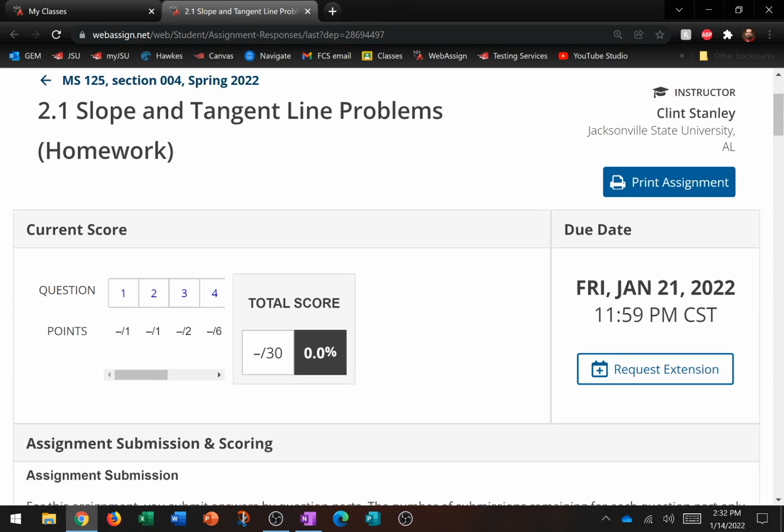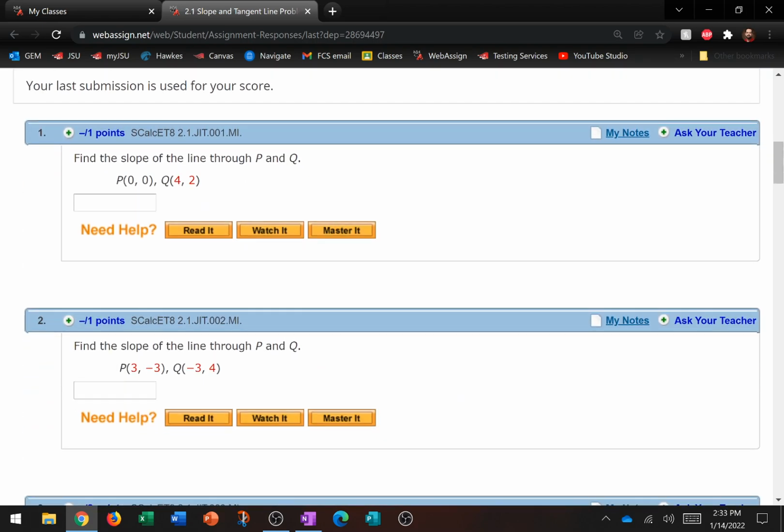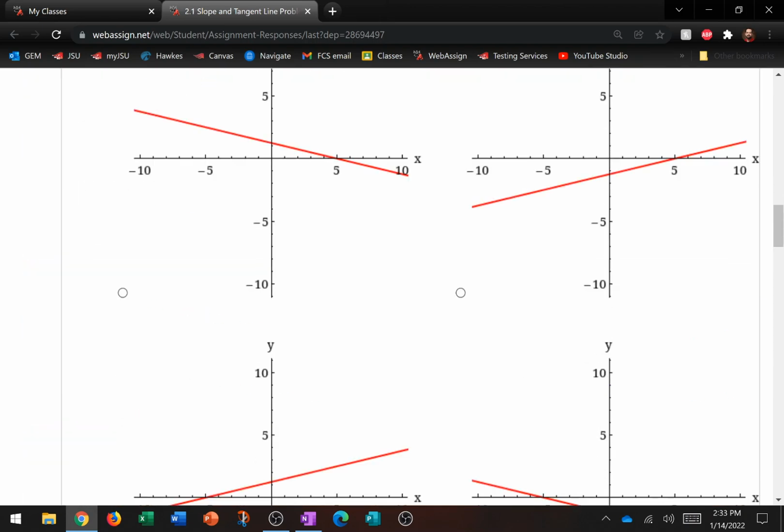So the first couple of problems should be easy little reviewing. First one says find the slope of the line between 2 points. Slope formula on 1 and 2.